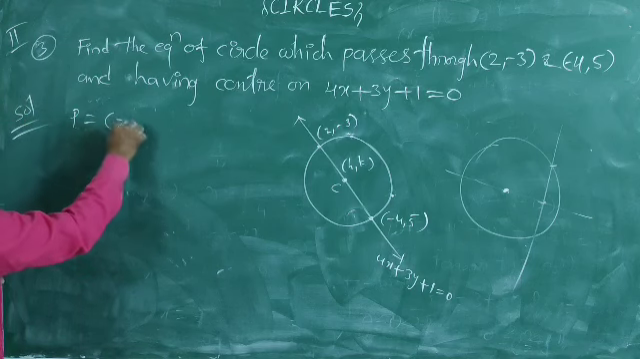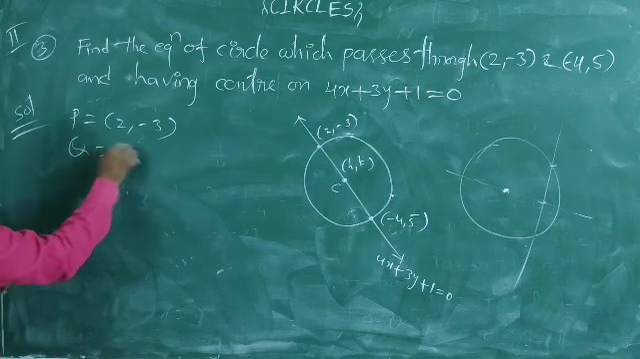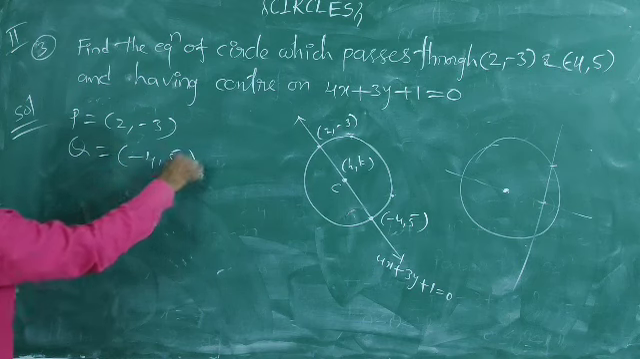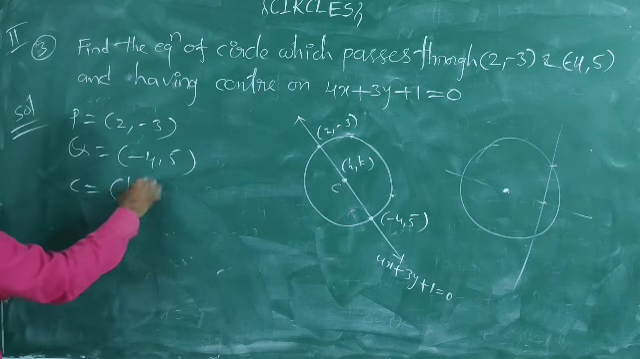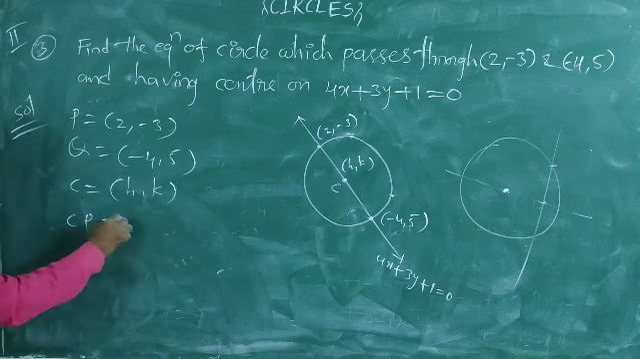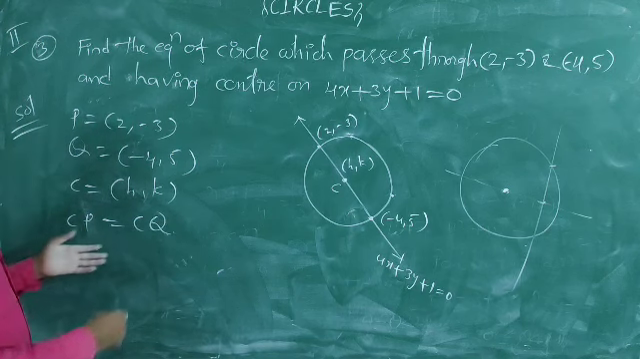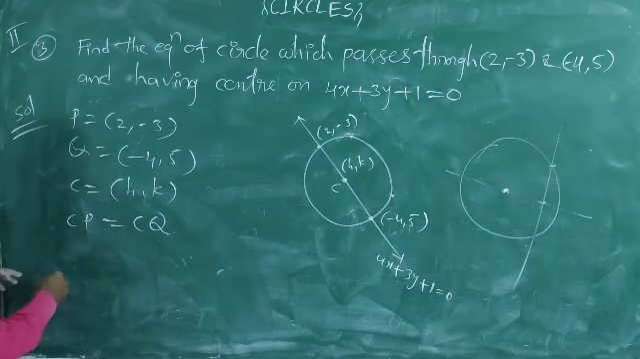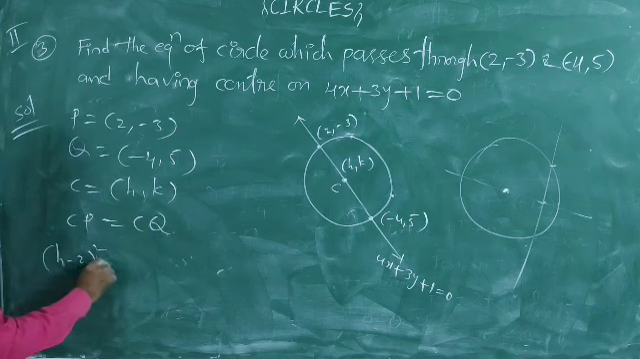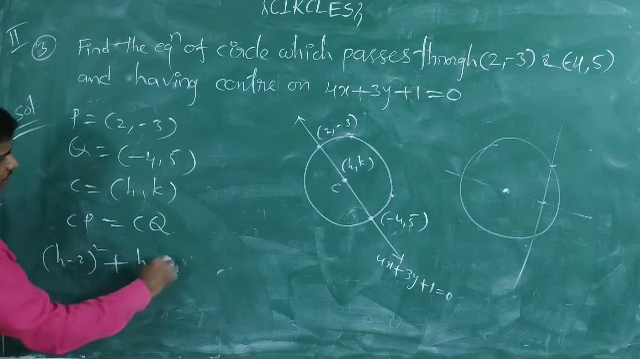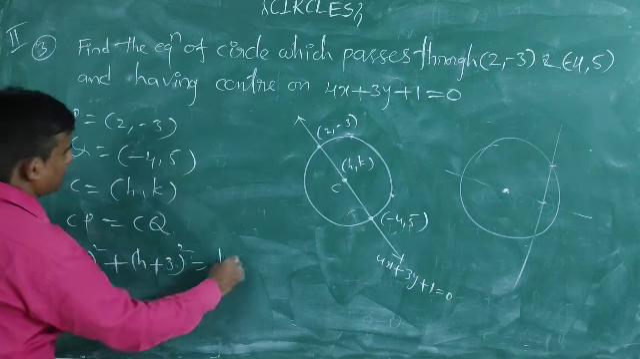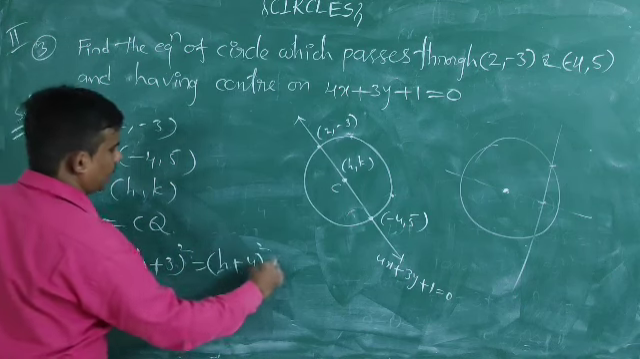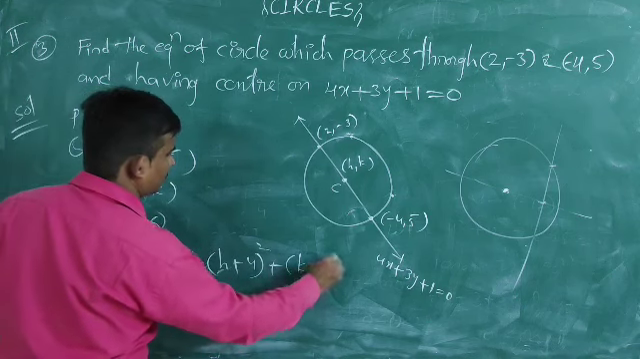So for our given 2 points, first I find the solution. P equal to 2 comma minus 3 and Q equal to minus 4 comma 5 and C equal to h comma k, let it be, and use CP equal to CQ because of the definition of the circle. And now we use h minus 2 whole square plus k plus 3 whole square equal to h plus 4 whole square plus k minus 5 whole square.